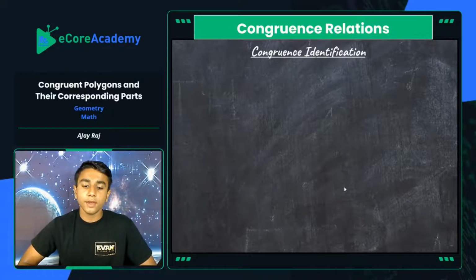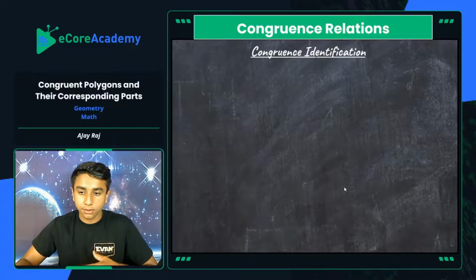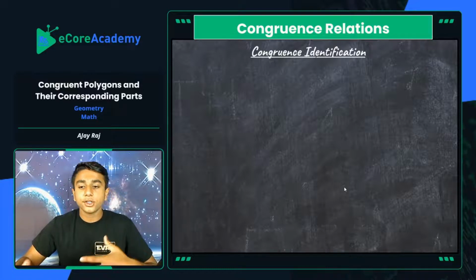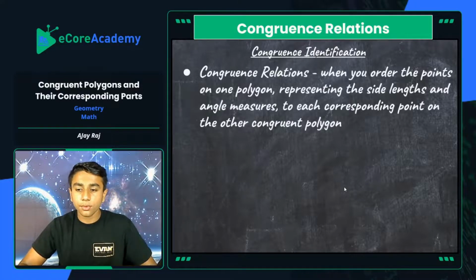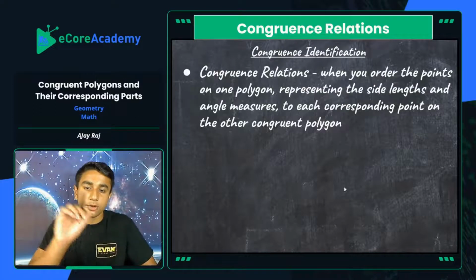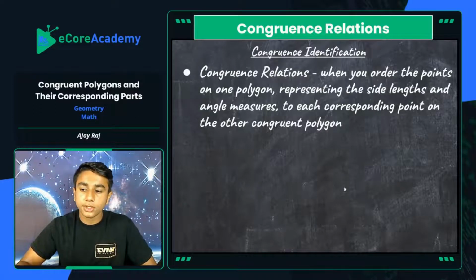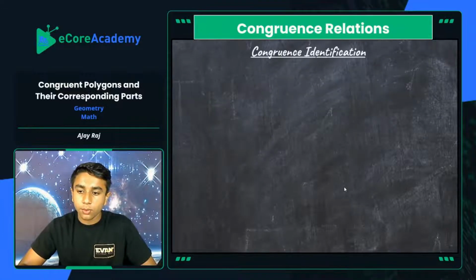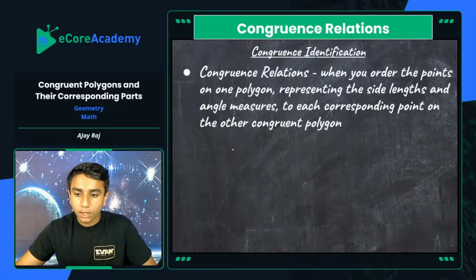We're going to try and prove, in the problems that you're going to come across, that these two triangles or squares or figures, polygons, are going to be congruent, and try and make a congruence relation statement. And I'll show you what that is. So congruence relations are when you order the points on one polygon, the side vertices of that polygon, by representing the side lengths and angle measures to each corresponding point on the other congruent polygon.